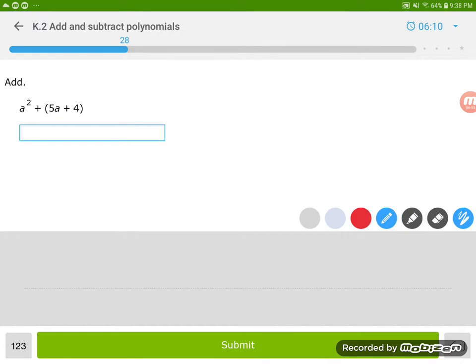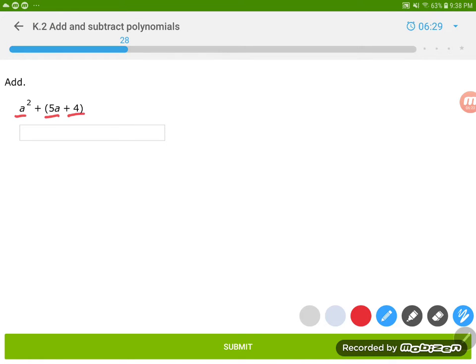Okay, so same deal here. We're going to go ahead and add these together. Now, this one might pose a little bit of a trick to you because you might look at this and try to combine your like terms and say, well, wait a second, I don't have any like terms. I just have an a squared term, an a term, and a constant term, or just a pure number term. So what do I do with that?